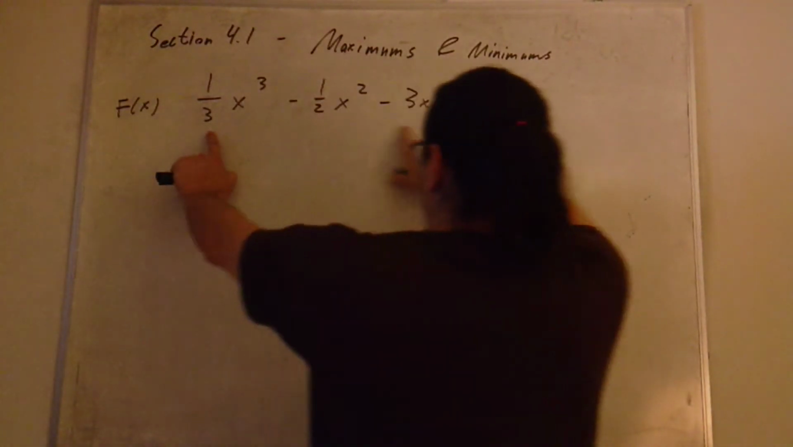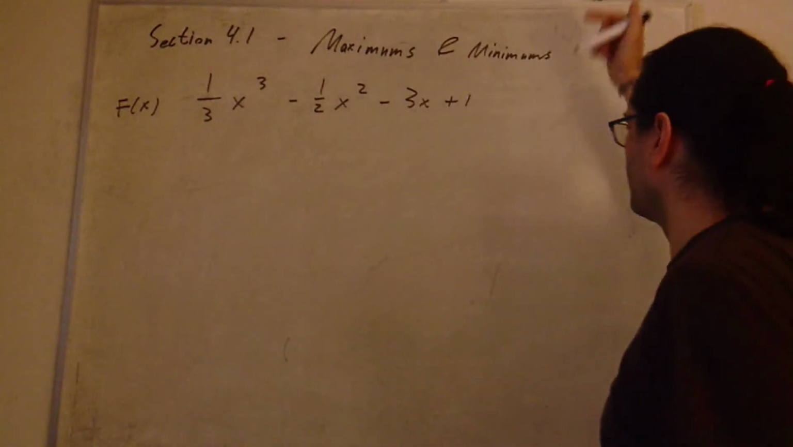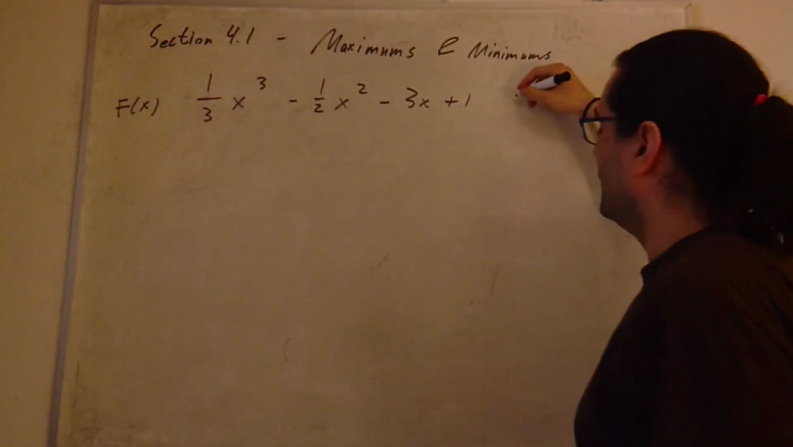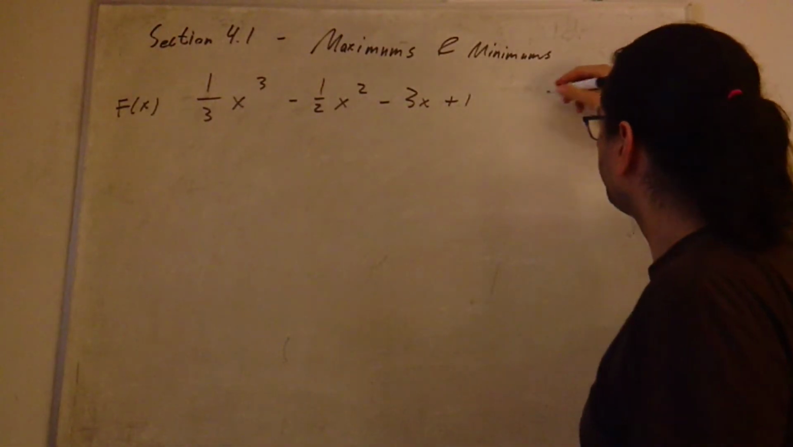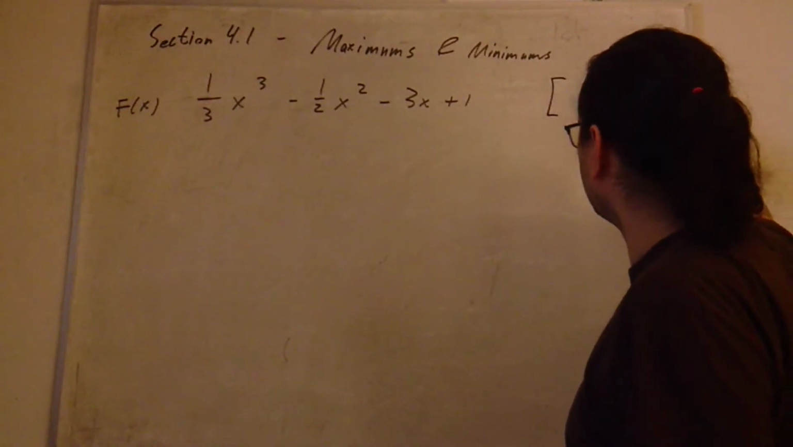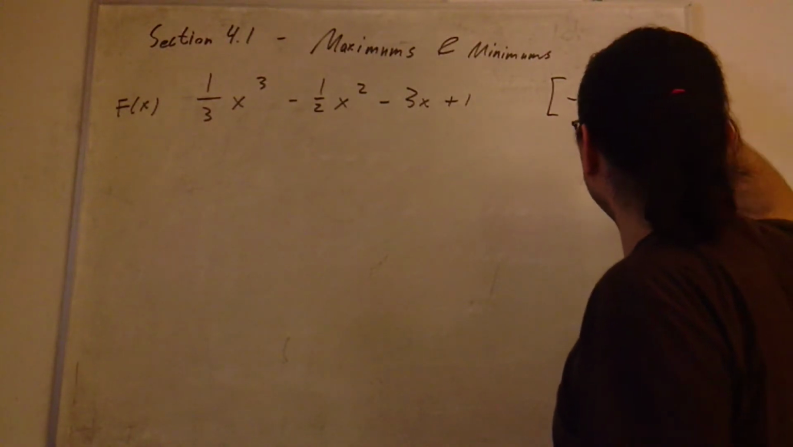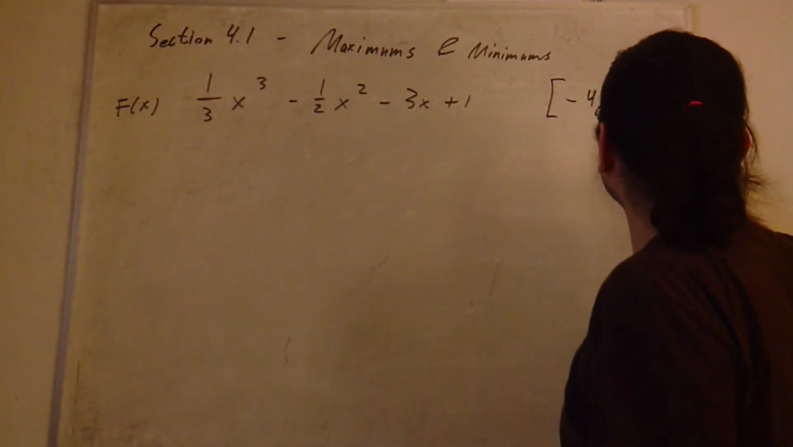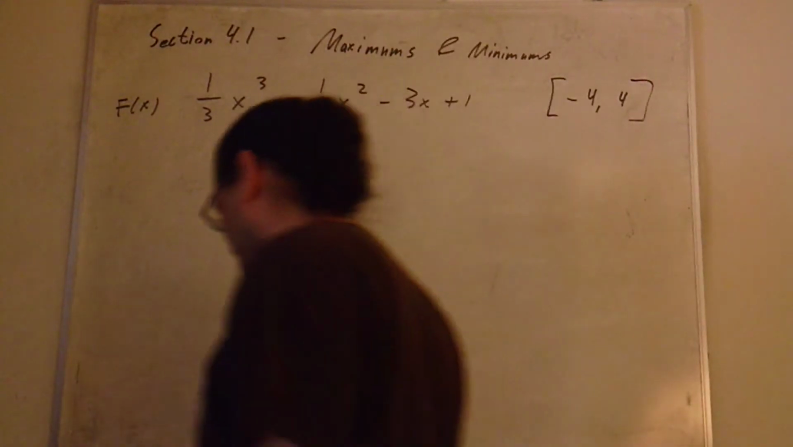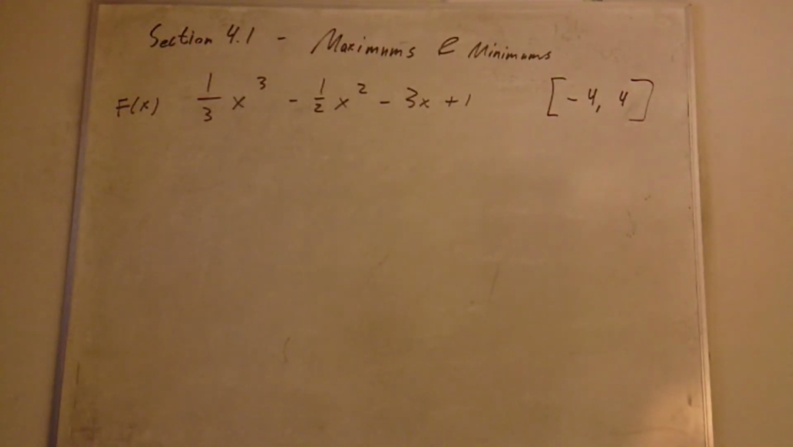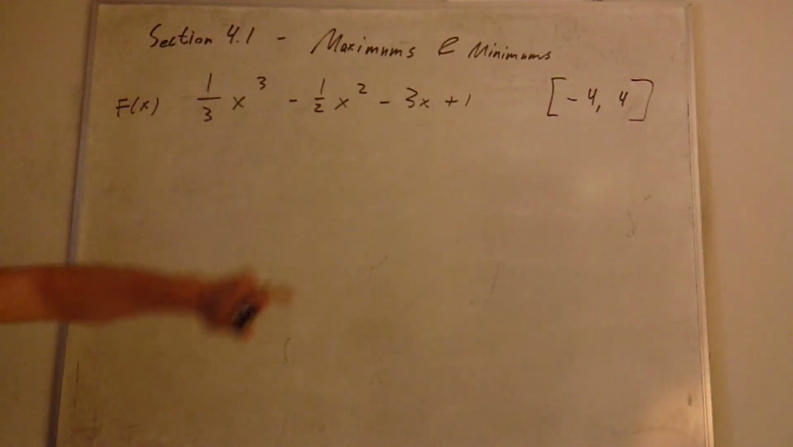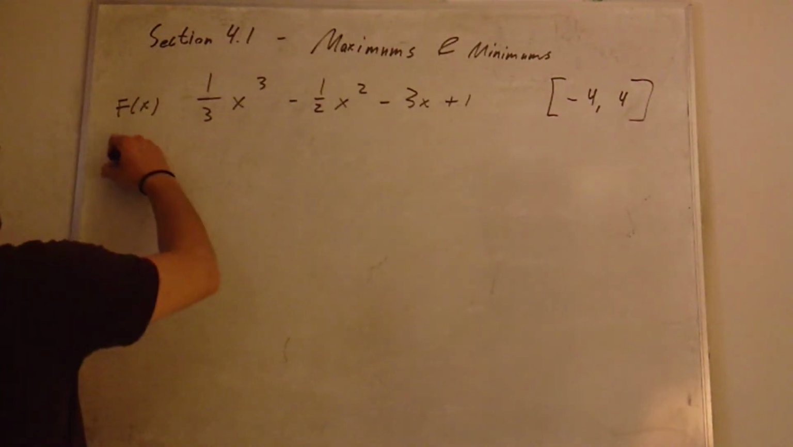Finding the zeros would be a pain because of all these fractions that are involved. But it probably does some wiggles. Let's do this on the interval from -4 to 4. And let's find the maximum and minimum value that this function achieves on this interval. First, I need a derivative.